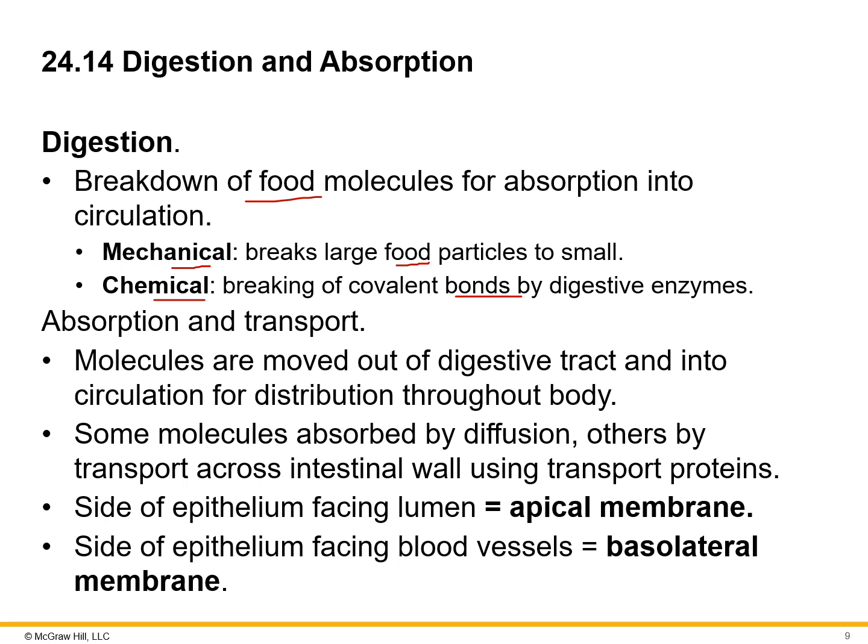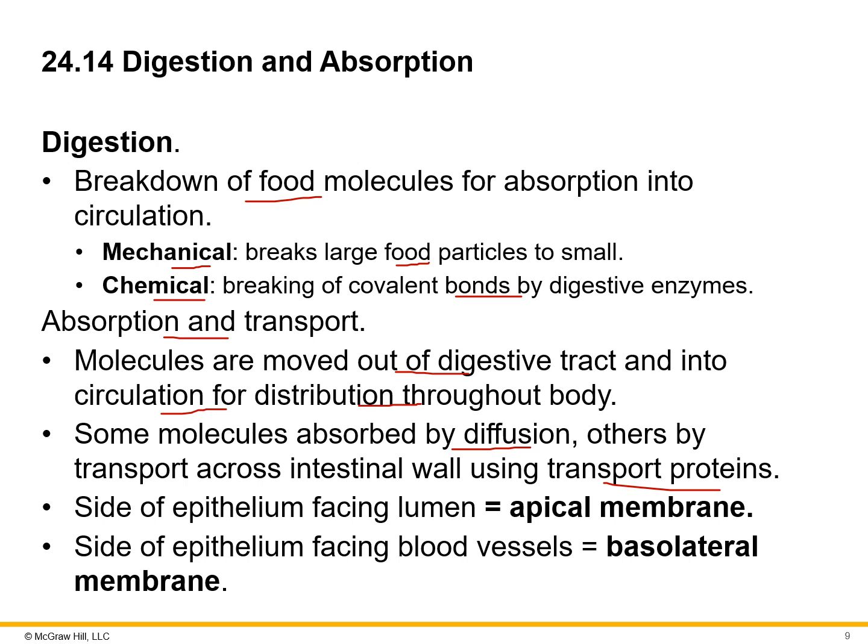Absorption and transport, so as the molecules move out of the digestive tract into the circulatory, that's what we're referring to as absorption, and then distributing through the body, through the cardiovascular system or lymph, would be the transport. So some are absorbed by diffusion, just going from high to low concentrations, but the majority of them need transport proteins because they can't pass through that phospholipid bilayer of our membranes.